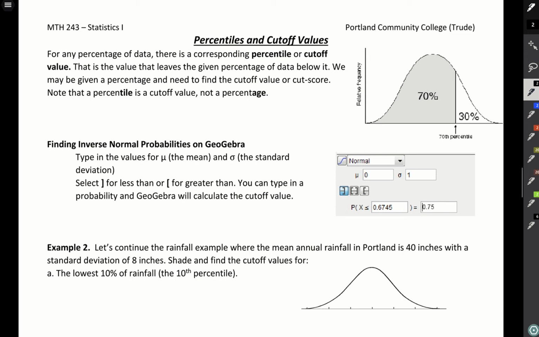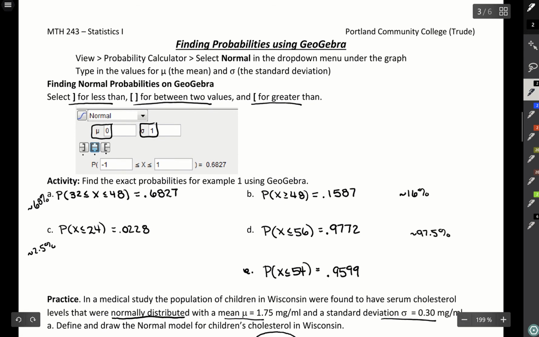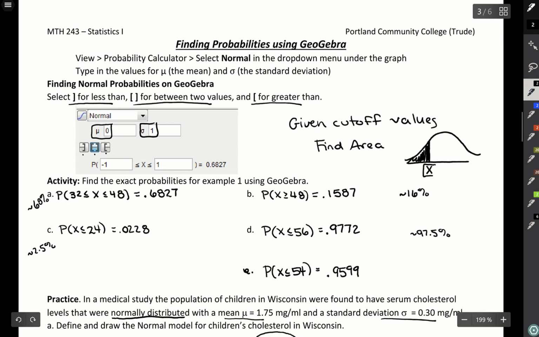With these normal curves, there are two things we can do. What we did in the previous video is that we were given cutoff values and finding area. So what we were doing with our bell-shaped curve is finding area under the curve given some cutoff value and given some direction. The idea is that we knew where we were landing on the number line, but we didn't know the probability or the area.